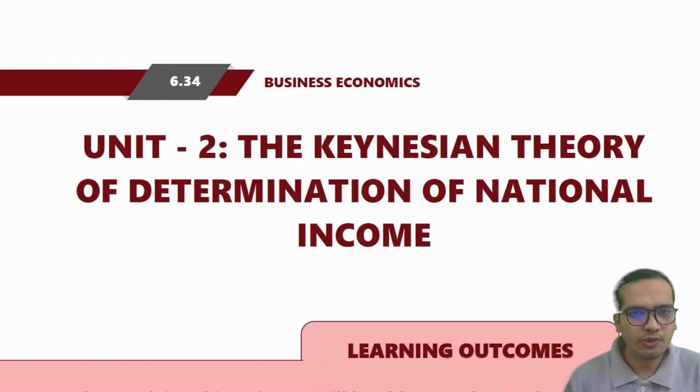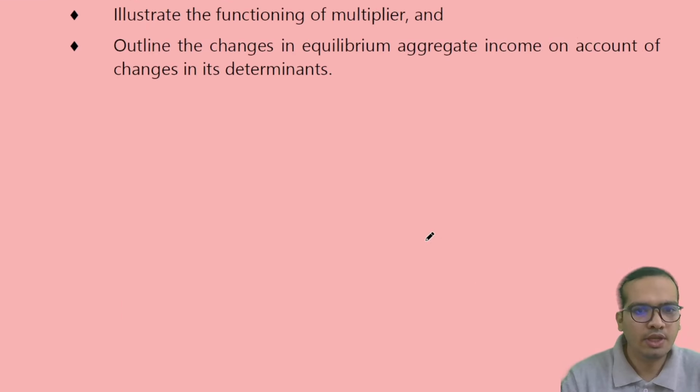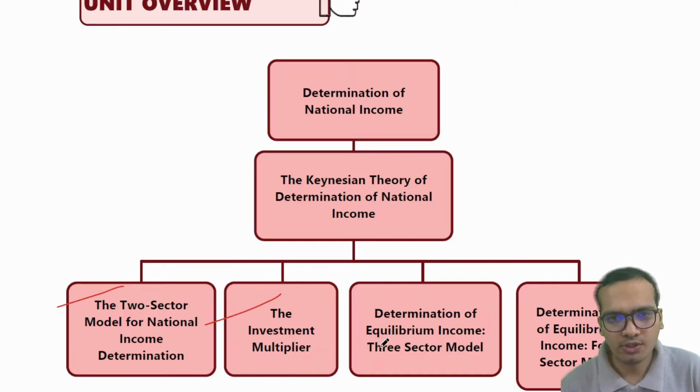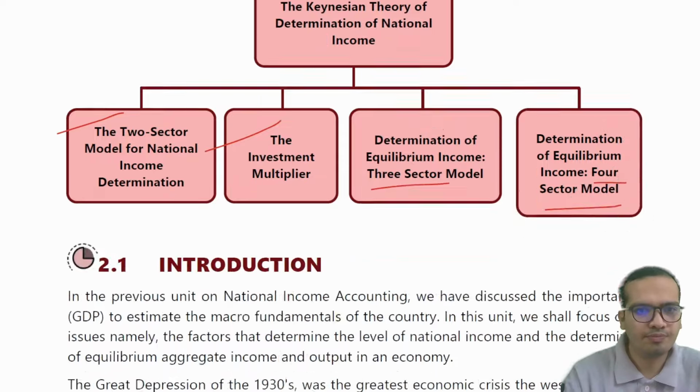Now we have unit 2, the Keynesian theory of determination of national income. Here we have learning outcomes, then we have the unit overview, where we will be covering the Keynesian theory of determination of national income, which has the two sector model for national income determination. Then we have the investment multiplier. Then we have the determination of equilibrium income, three sector model, and lastly the four sector model.